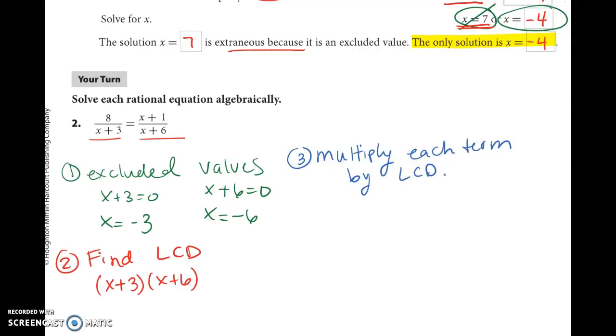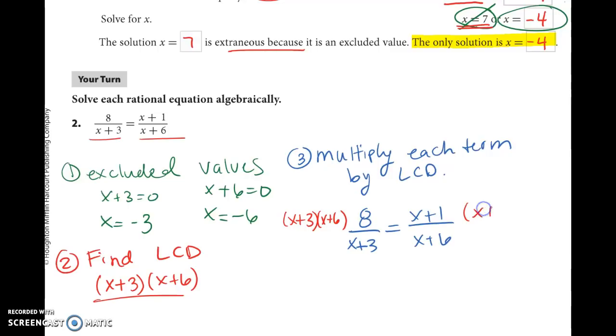And so I'm going to write my equation. I have 8 over x plus 3 equals x plus 1 over x plus 6. And I'm going to take this LCD that we have, and I'm going to write it to where I'm multiplying each of these by it. So x plus 3, x plus 6.